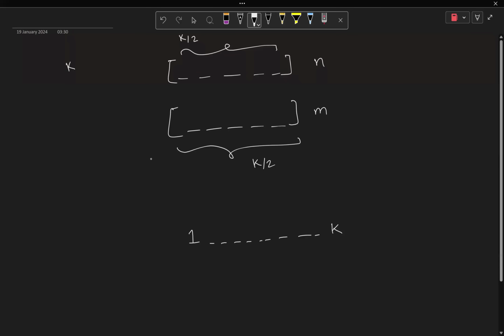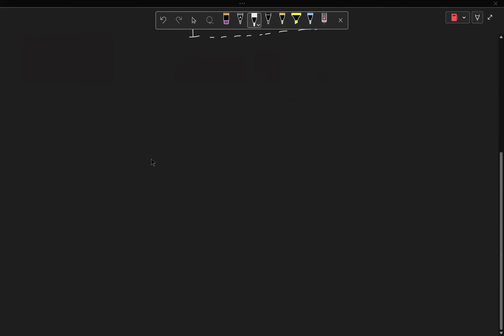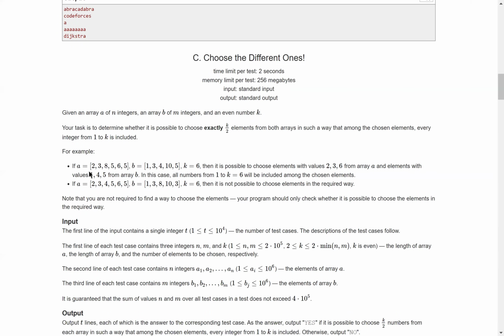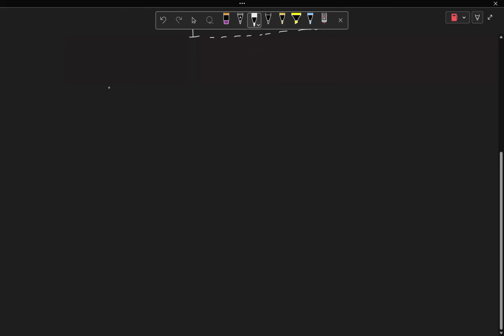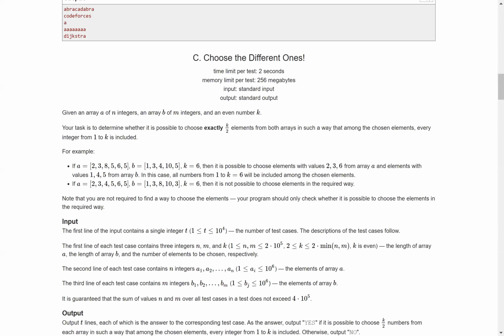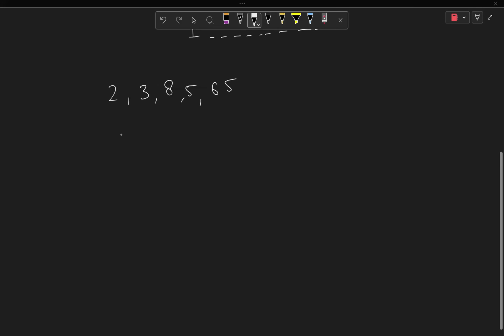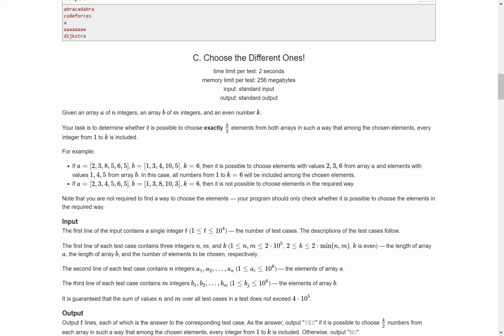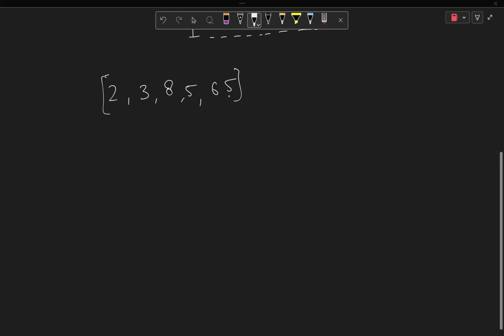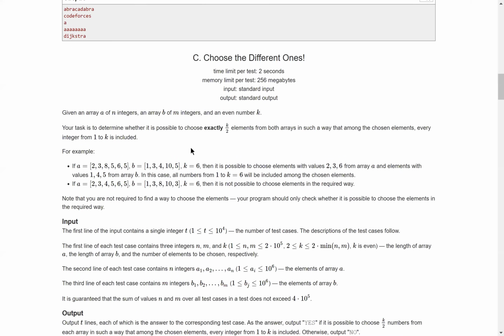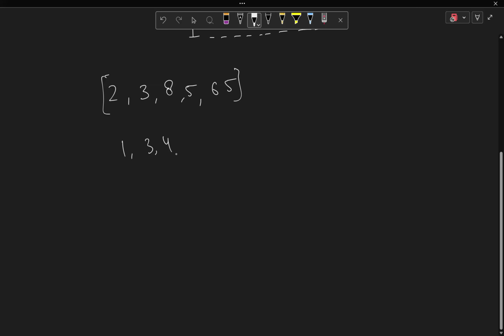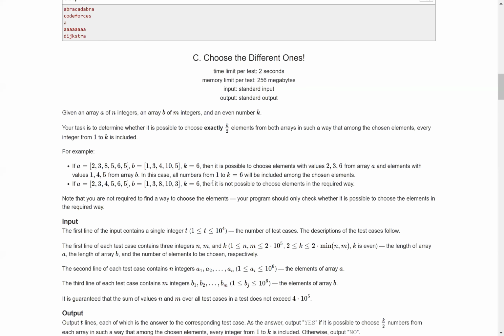So I'm taking one example for more clarity right now. I know that this might be vague right now because we have only talked in words. 2 3 8 5 6 5. This is the first array, and the second array is 1 3 4 1 0 5.